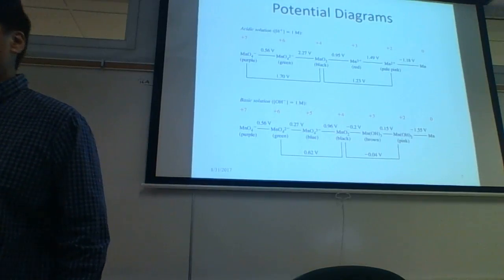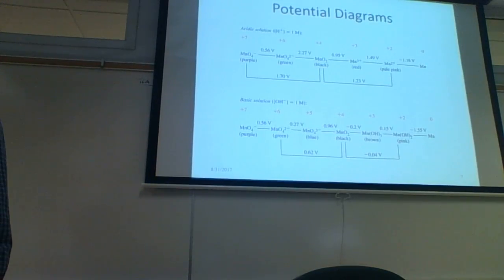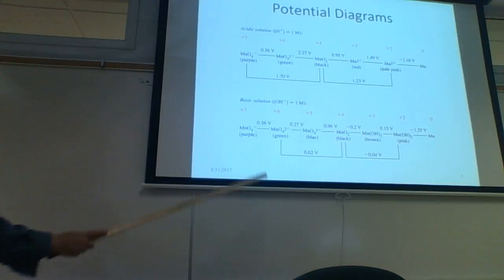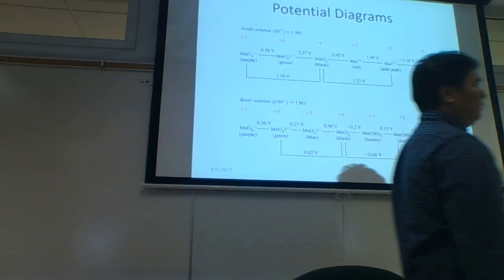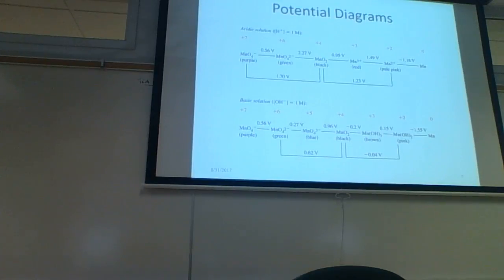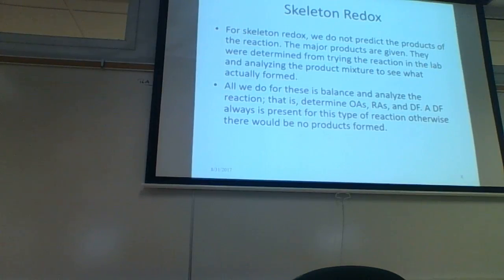And so in our bodies, if you have something like ethanol, ethanol is not oxidized straight to CO2. Ethanol goes through a series of oxidations. So you start at ethanol, and then you go to maybe acetaldehyde or acetic acid, etc. And so it goes through that same type of situation. Potential diagrams we do not work with in Chem 1B, that's beyond the scope of Chem 1B. Skeleton redox, this is just chapter 5.